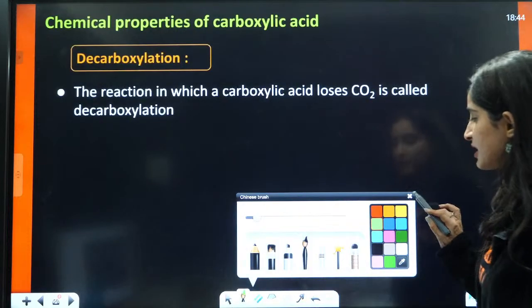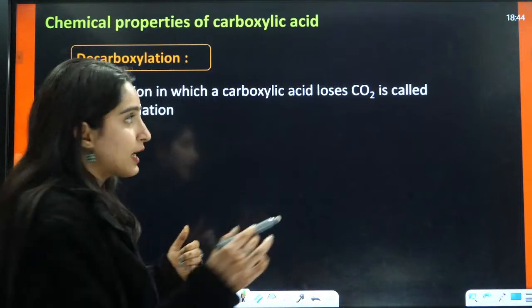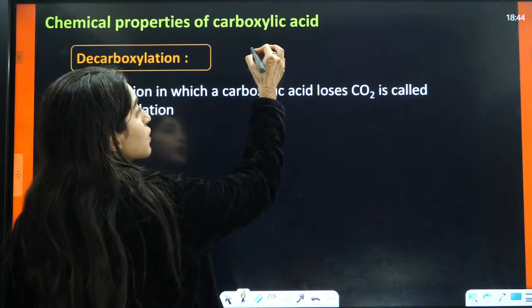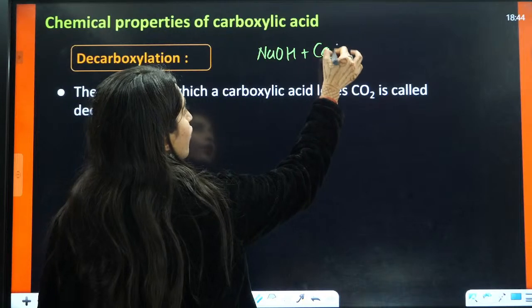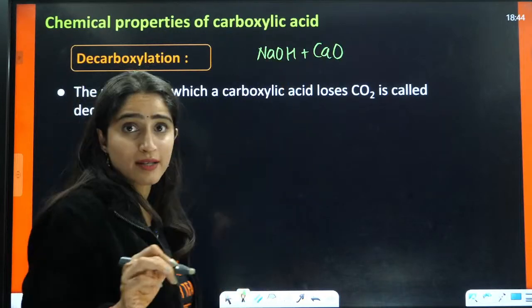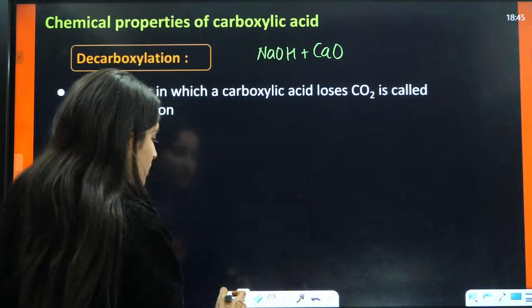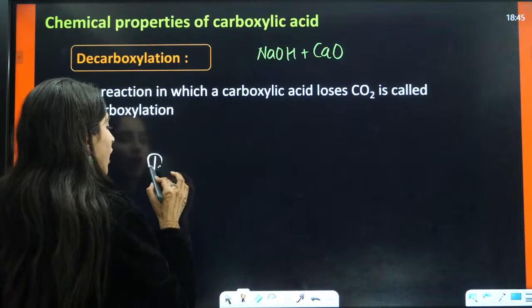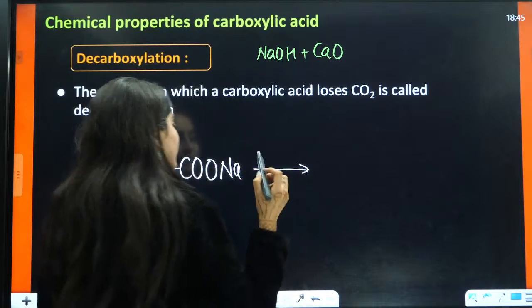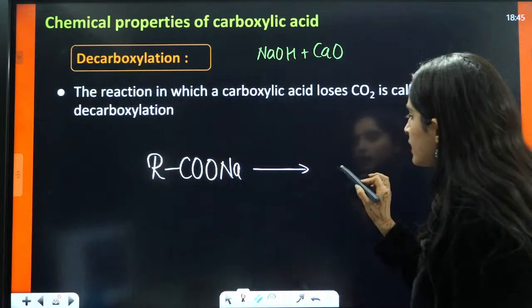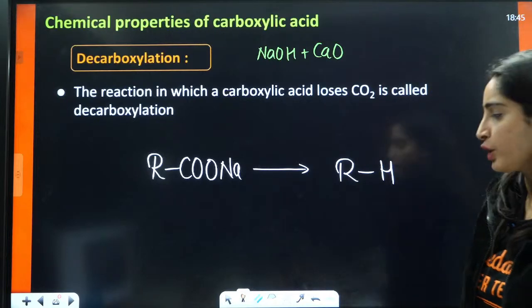Next is decarboxylation, soda lime decarboxylation. This too we have done so many times. Soda is caustic soda, that is NaOH, right? Quick lime is CaO. We are going to use these two things, caustic soda and quick lime, and that is called soda lime decarboxylation. What you will have is RCOONa, and on using soda lime, this will be converted to RH. That is the alkane that you will see here.